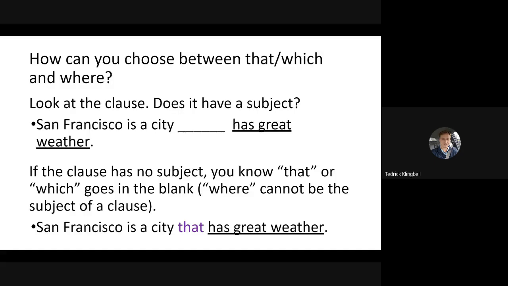No subject there. So if the clause has no subject, you know that or which goes in the blank. Where cannot be the subject of a clause. So we would write, San Francisco is a city that has great weather, since the clause has no subject in it, it has no noun or pronoun. Okay?